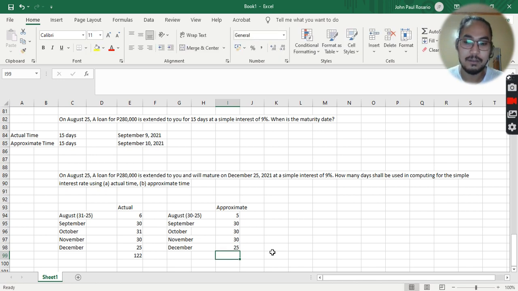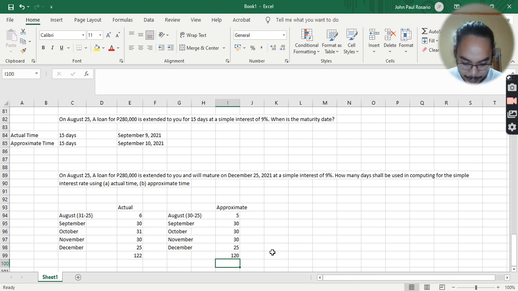So based on approximate number of days, it is only 120 days. But if actual time, it's 122 days. So this proves that using actual as compared to approximate, there are more days involved if we use actual compared to approximate.